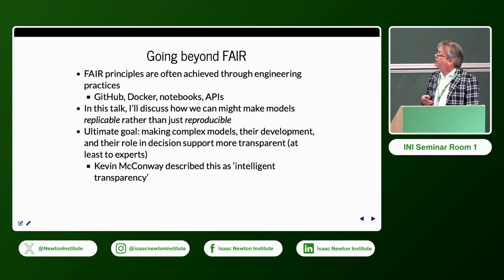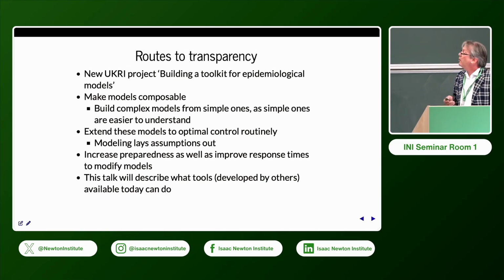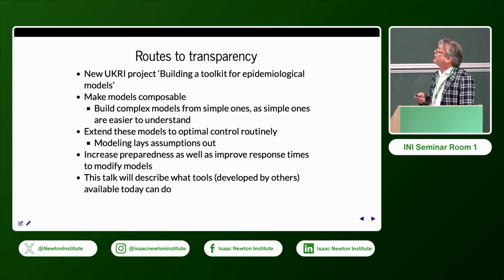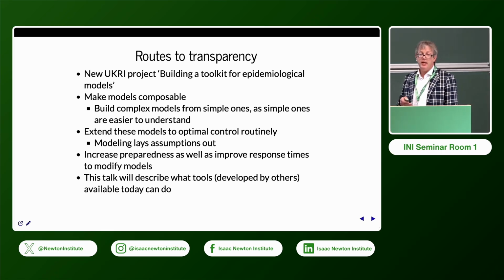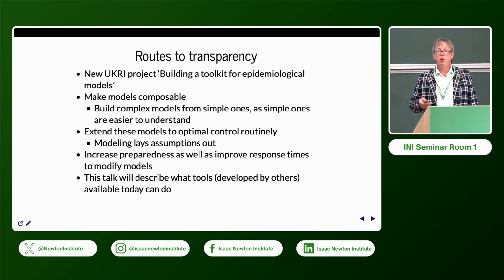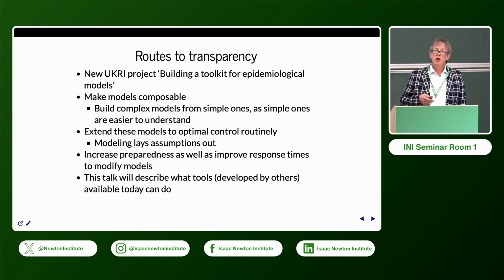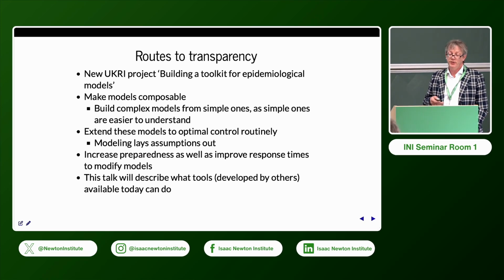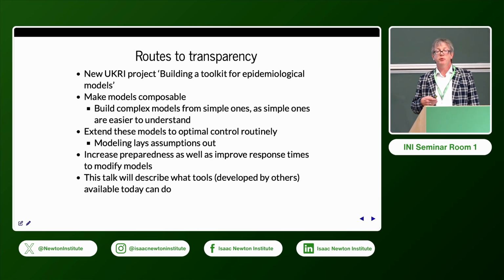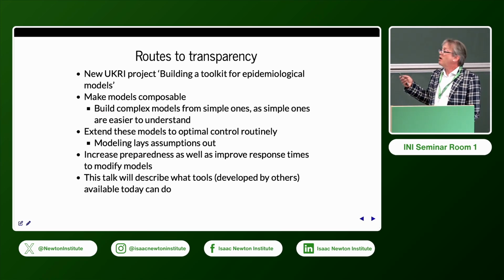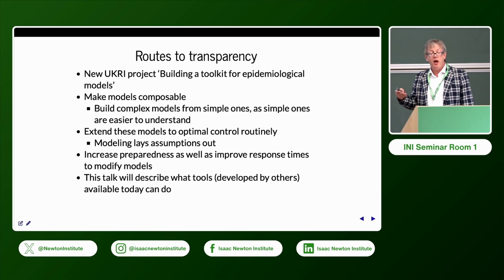And Kevin Conway in his talk on Monday described this as intelligent transparency. So this is based on a new project that started just last month with two main themes: to make models more composable, where we build up complex ones from simple components, and then also to extend those models to routinely perform optimal control in terms of being able to identify effective interventions. The idea is that this would increase preparedness as well as being able to respond faster in an emergency situation. And because this grant has just started, I'm going to describe what tools developed by others can do today.